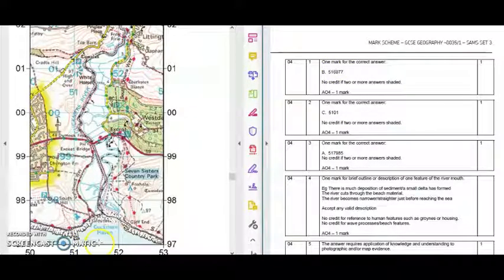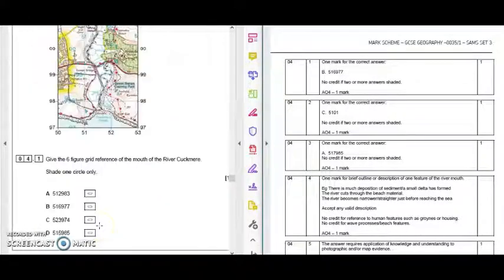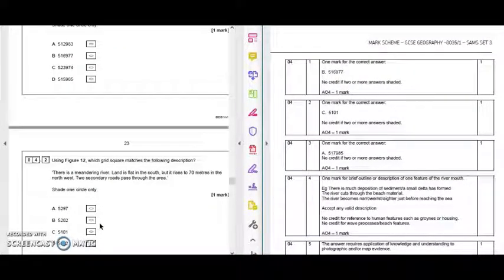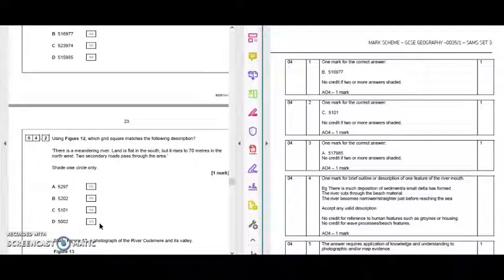51.6, so just over half, 51.6, 97.7. There is where the mouth of the river is, as the river meets the sea. Next question, 4.2. Using figure 12, which grid square matches the following description?